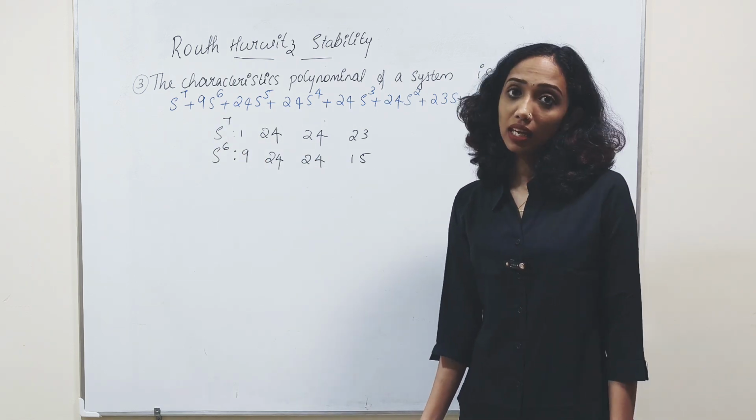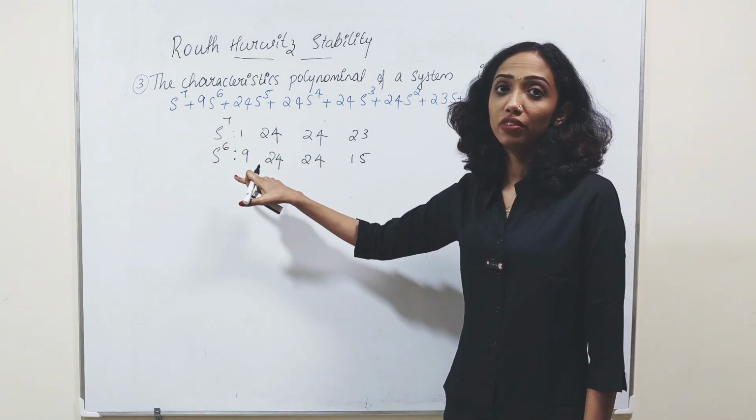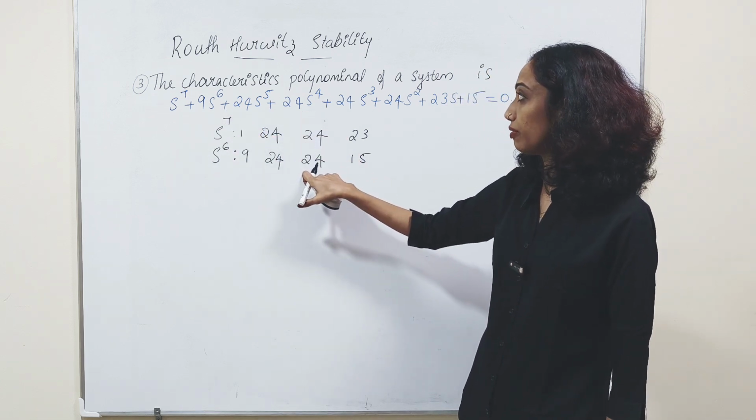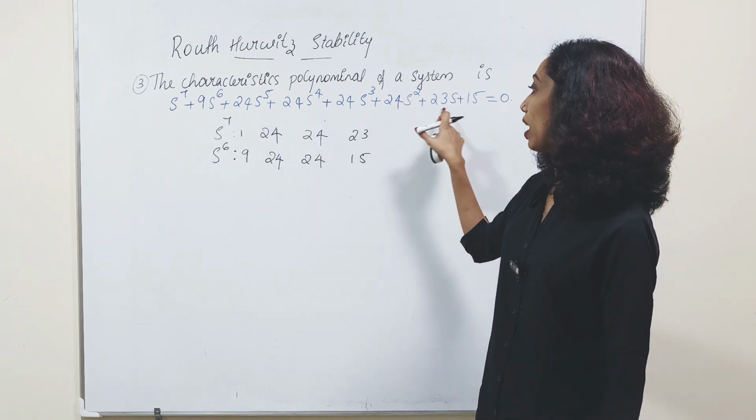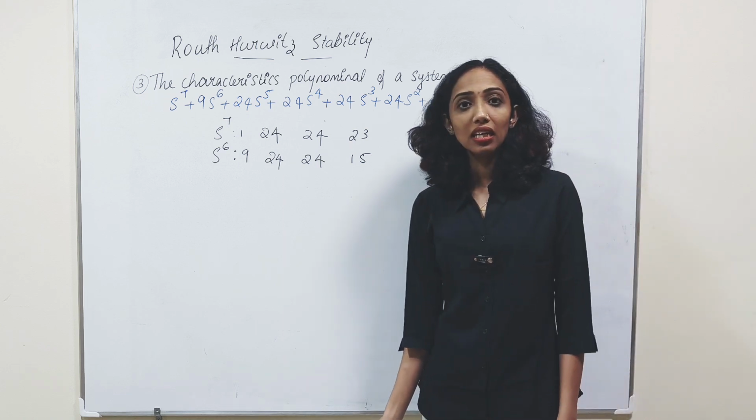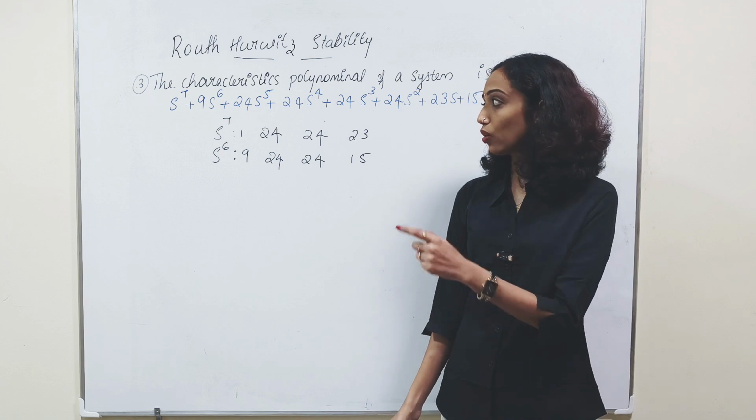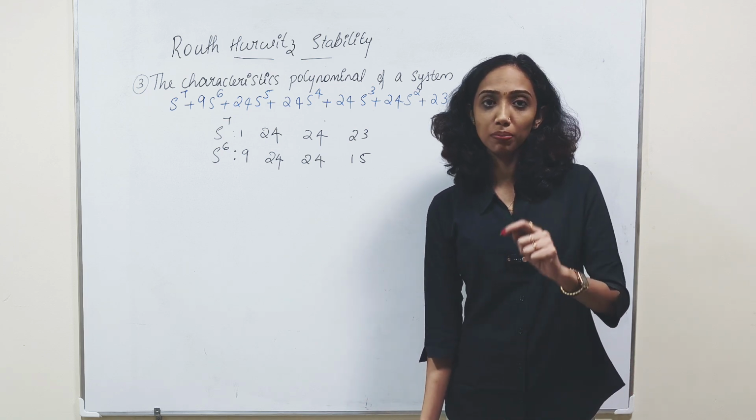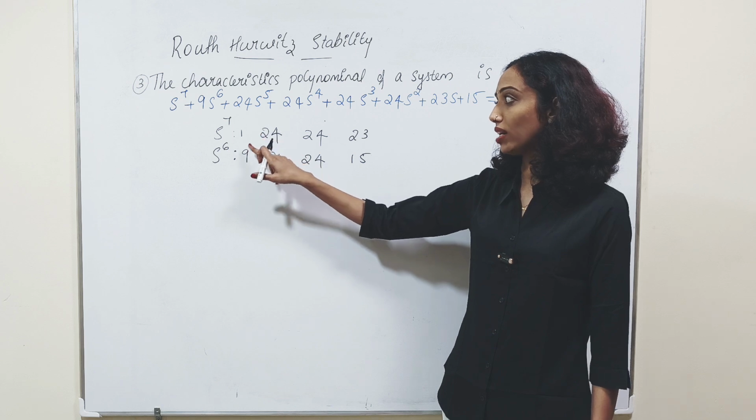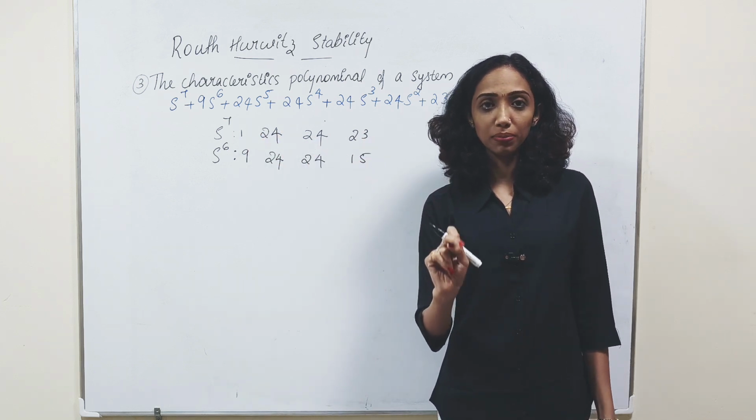The coefficients of the even row are 9, 24, 24, and 50. Then check whether any row is divisible by one particular number. In this question, s raised to 7 has 1, 24, 24, 23, which is not divisible by any one particular number.